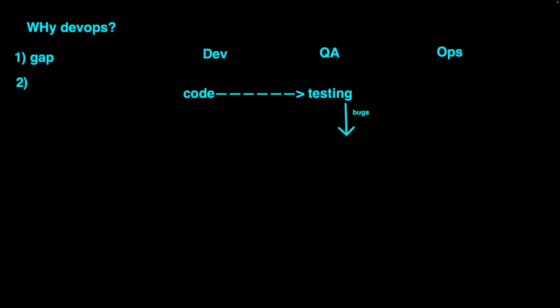So they will send it to developers, right? These bugs or defects should be sent to developers. Developers will again make the changes and fix the code. This process keeps on repeating until the application is defect-free or bug-free. Then only it's completely ready. Once it is ready, it will be handed over again to the ops team. It's the responsibility of the ops team to deploy the application.